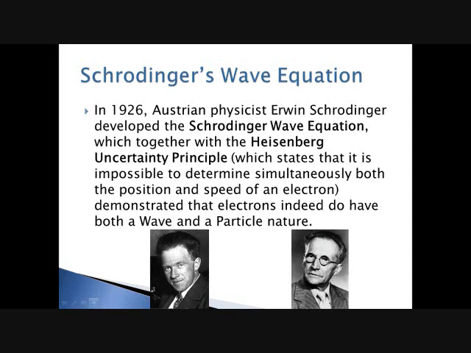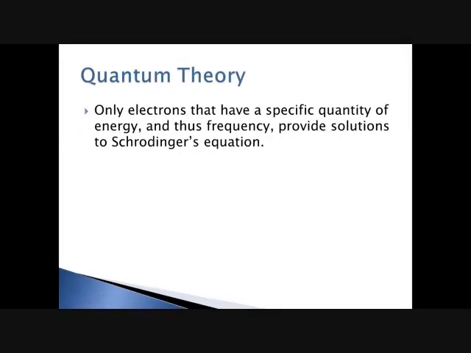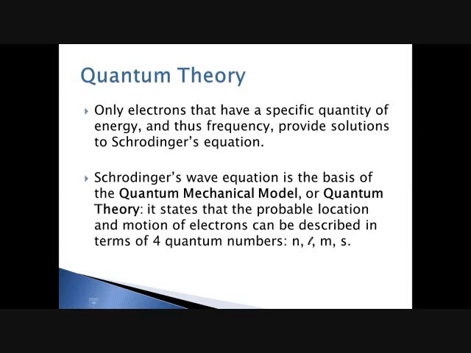You might have heard of Schrodinger's cat in the box problem, and that's what it is. If you have a cat inside a box, you could know it's inside the box, but you don't know if it's alive or not. He never really did it, but it's the theory he came up with to reason this. Okay, and then Schrodinger's wave equation gives us answers to know that electrons do indeed have both a wave and particle-like nature. Only electrons that have specific quantities of energy and frequency provide solutions to Schrodinger's equation.